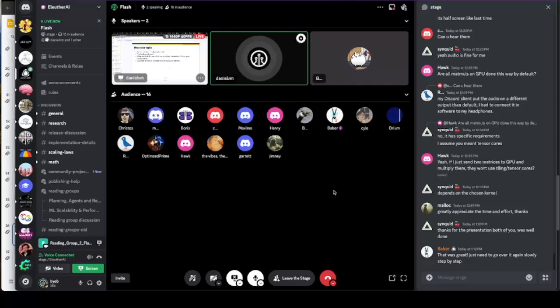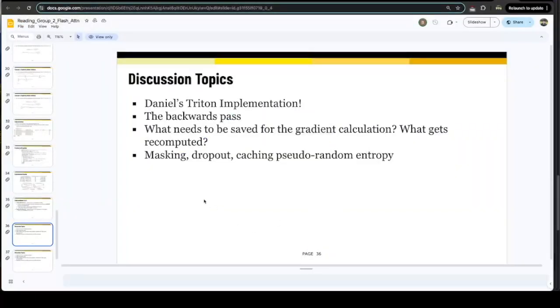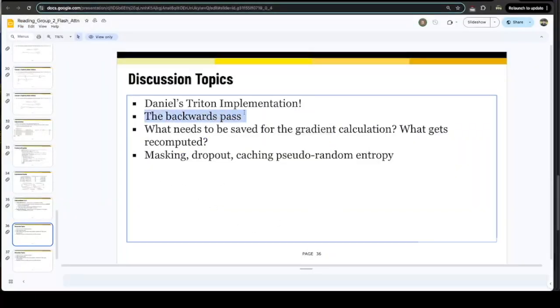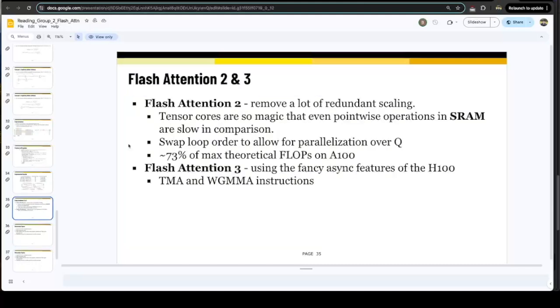All right, I guess that makes sense. Interesting. I have one more question if nobody else does. One thing you said in the presentation on one of these slides, here, could you go over what you meant again, like remove a lot of redundant scaling by swapping Q and K, like the order of the outer for loop and the inner loop?